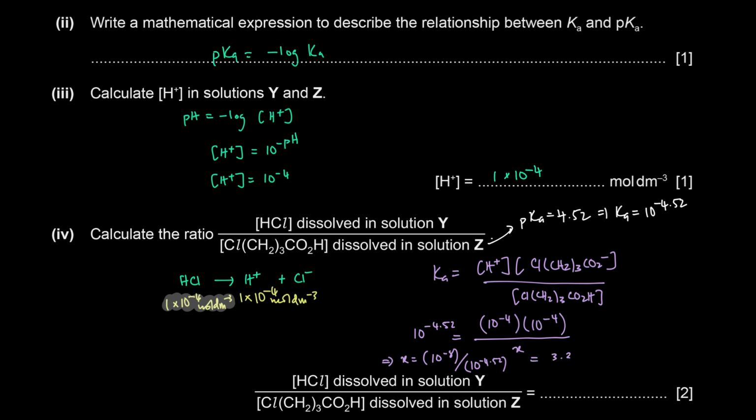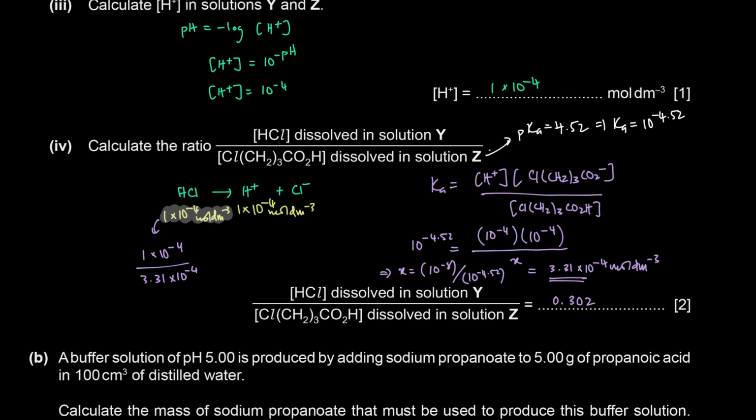So here we get 3.31 times 10 to the power of minus 4 moles per dm cube as the concentration of 4-chlorobutanoic acid in solution Z. Now we have to find the ratio between the concentration of HCl and the concentration of 4-chlorobutanoic acid. So that's 1 times 10 to the power of minus 4 divided by 3.31 times 10 to the power of minus 4. What does that ratio come out to? That ratio comes out to 0.302. All right.